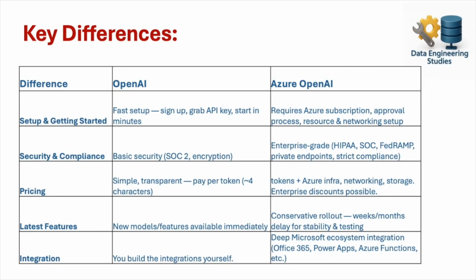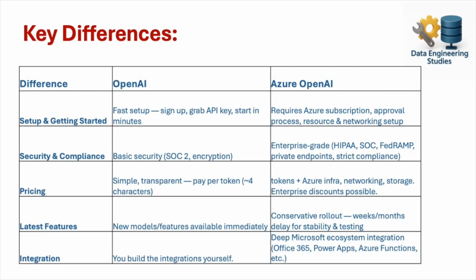The next difference is the pricing. OpenAI is straightforward. You pay per token. A token is roughly 4 characters and it is simple, transparent and done. Whereas for Azure OpenAI, you pay for the tokens plus the Azure infrastructure, networking, storage. But if you are already using Azure, you might get enterprise discounts that make it cheaper overall.